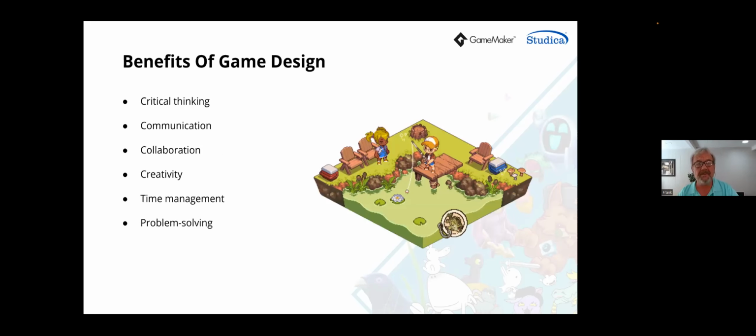When we look at the benefits of game design, there's just a whole slew of things that go into designing a game. The first and foremost would be critical thinking. At every step of the process, students need to learn to think critically, not only of what they want to accomplish, but how people will look at their game. How will the player play in their game?